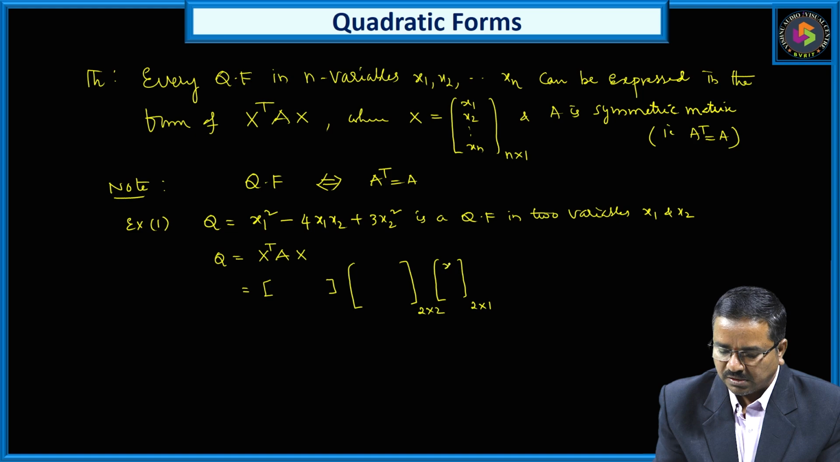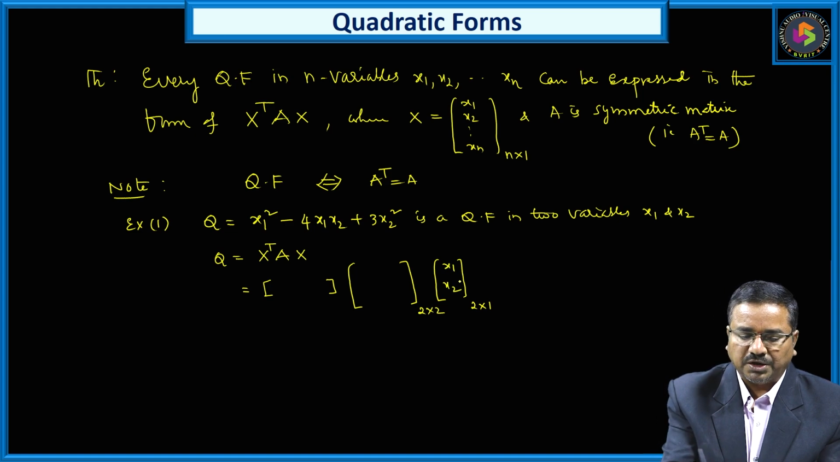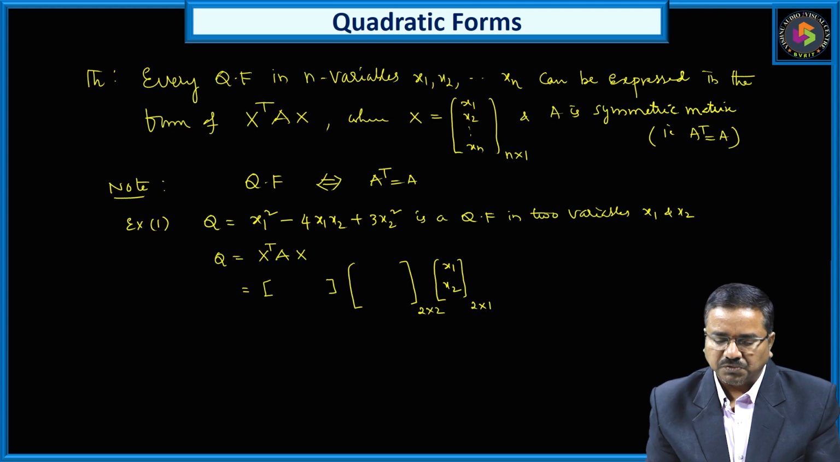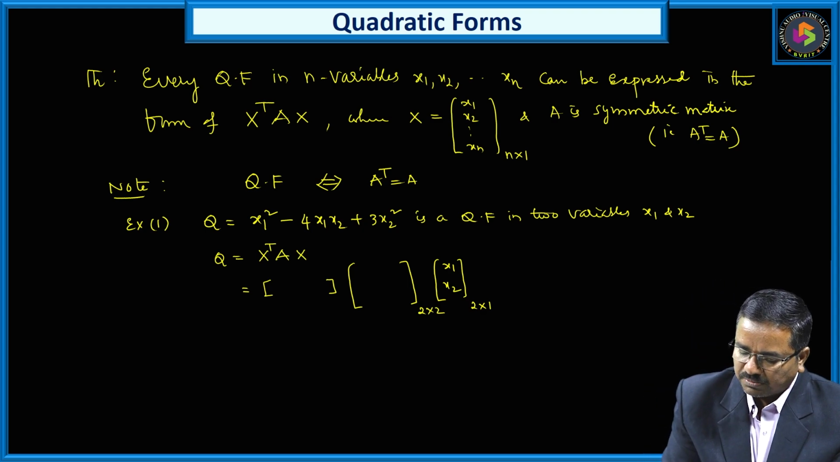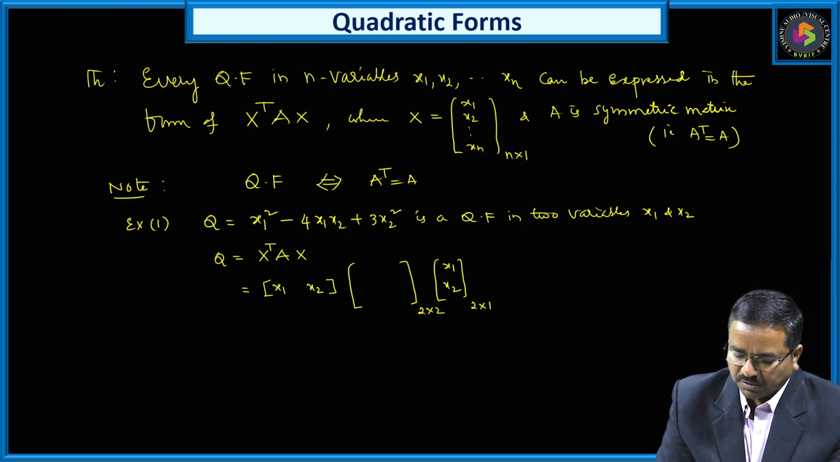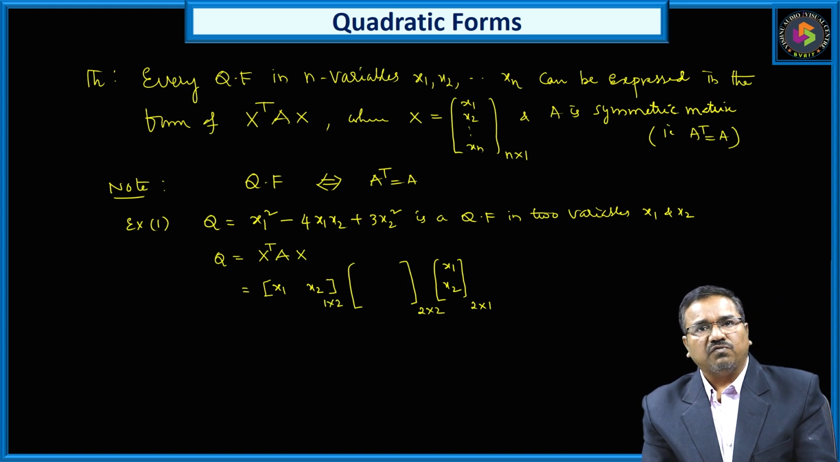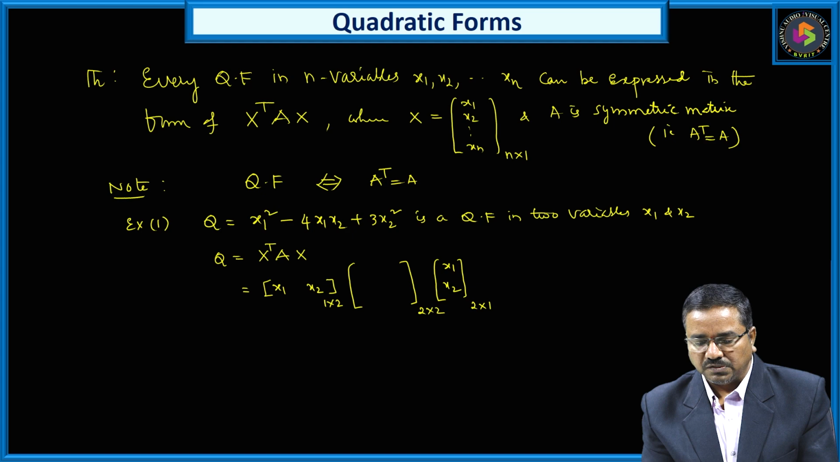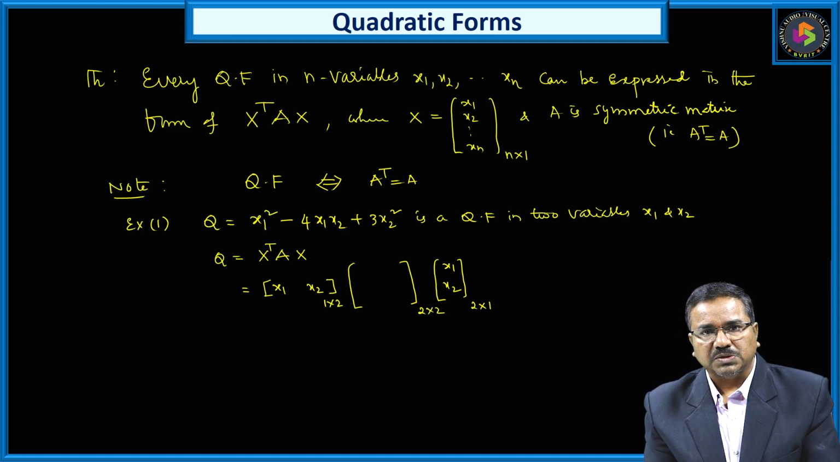What is that? x1, x2. According to this theorem, x is the column matrix. What will the transpose become? The transpose will become a row, x1, x2. Now the order will become 1 by 2. So this is the way of writing the quadratic form as a matrix form. First, draw these matrices as boxes. Then write x on the right-hand side and x transpose on the left-hand side. After that, fill in the coefficients.